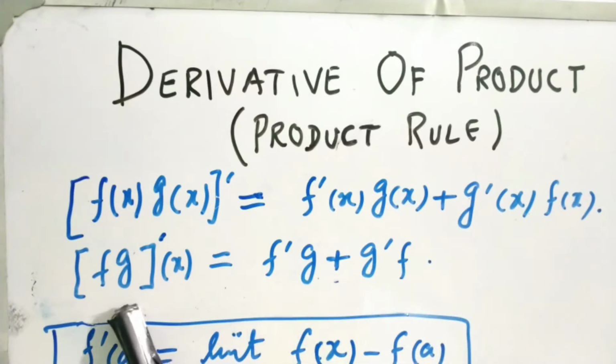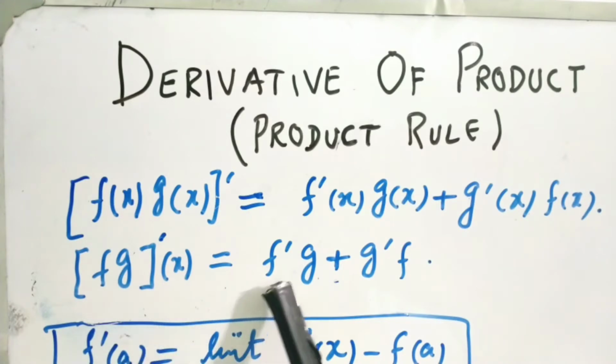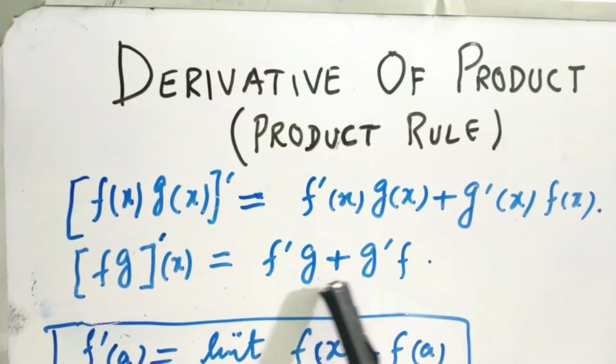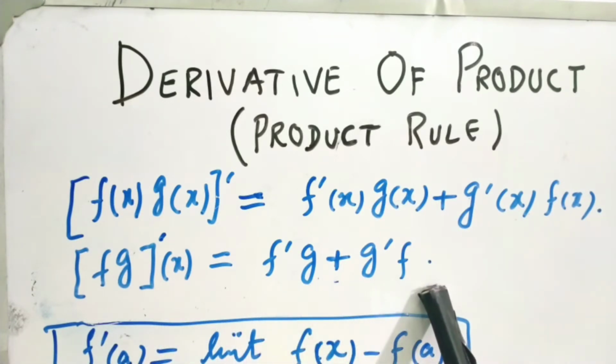So we can write it in this form also: (fg)' of x is equal to f' g same, g' f same. So we are going to prove this product rule formula by using the first principle method.